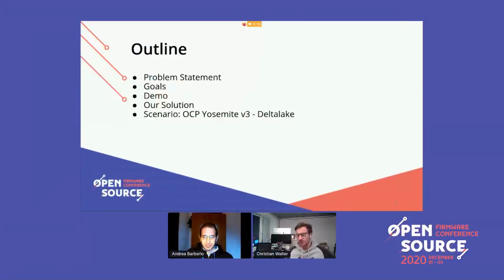So what I want to talk about first is, of course, the problem statement. What is actually the problem right now with OSF testing? Why do we actually care, or why are we talking with you here? What are the goals? What should be the goal of OSF testing, the community, the companies involved, etc.? We have a small demo that we can show you. Then we present our solution that we came up with in the last couple of months. And part of that solution is one scenario with the OCP HSMT version 3 Delta Lake.